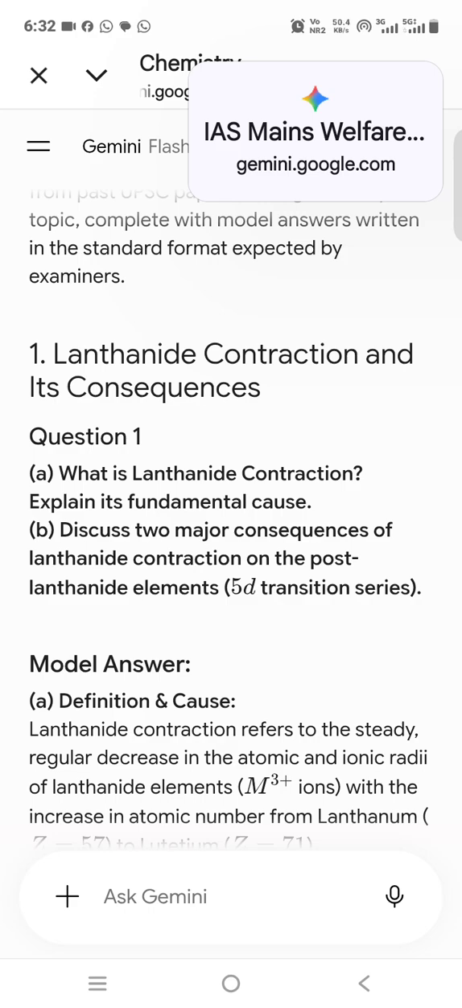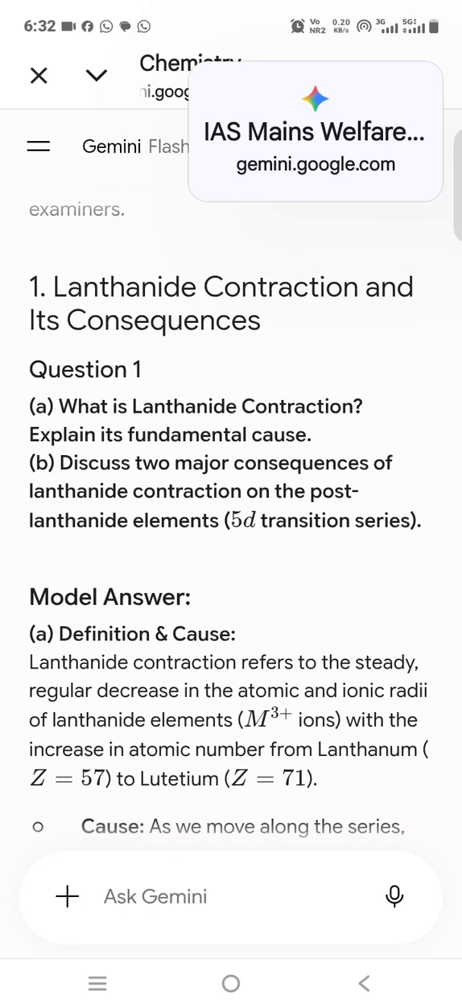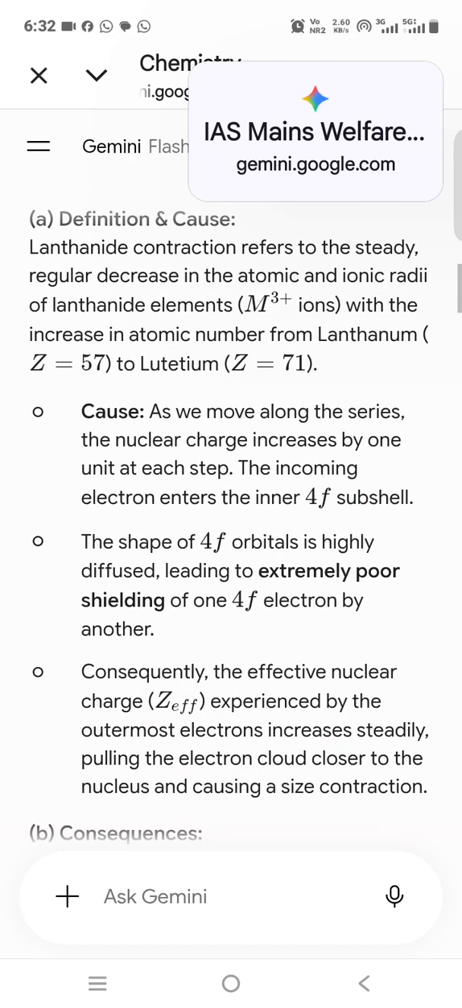2. Oxidation states and stability. Question 2. Although +3 is the principal oxidation state for lanthanides, cerium shows +4 while europium and ytterbium exhibit +2 oxidation states. Justify this behavior on the basis of electronic configuration. Model answer. The general electronic configuration of lanthanides is [Xe] 4f1-14 5d0-1 6s2. The most stable oxidation state across the series is +3 because the sum of the first three ionization enthalpies is highly compensated by the hydration or lattice energy.